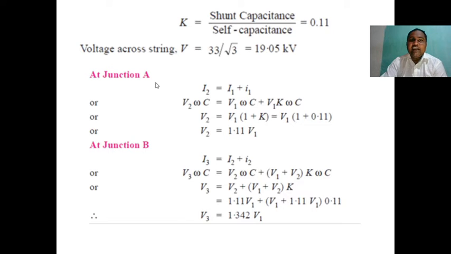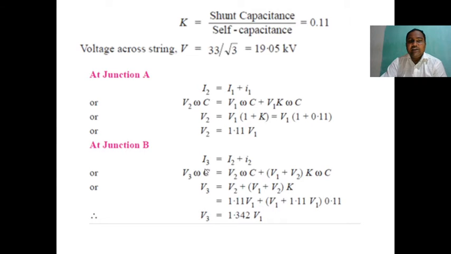So at junction A, I2 is equal to I1 plus i1. Current entering the node I2 is equal to current leaving the node, I1 plus i1. So I2 is V2 omega C, equal to V1 omega C plus V1 K omega C. This is the charging current due to self capacitance. Finally, V2 is equal to V1 times (1 plus K). We know the K value, so V2 is equal to 1.11 V1.